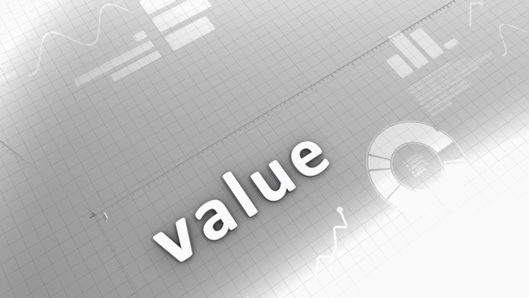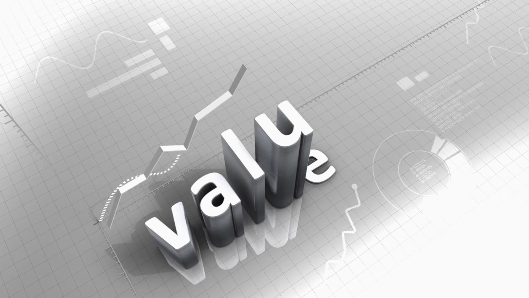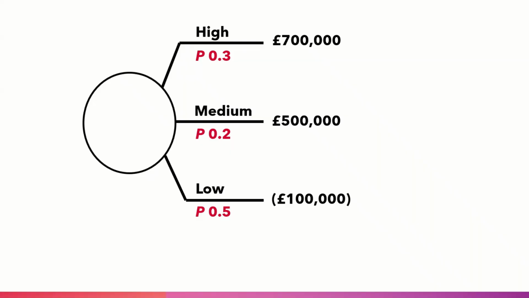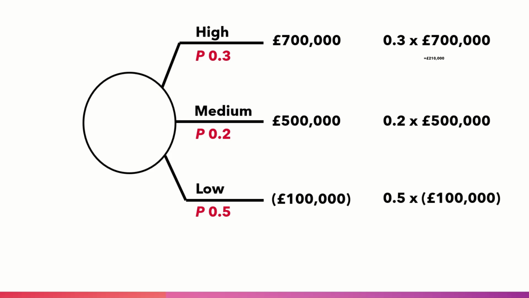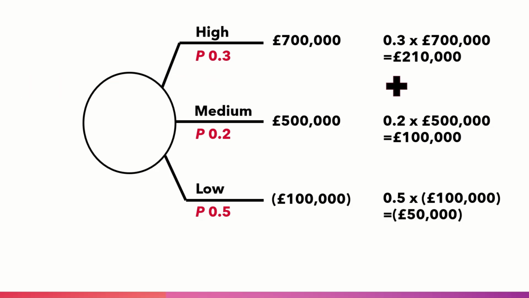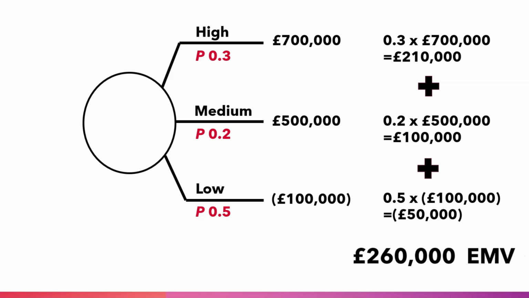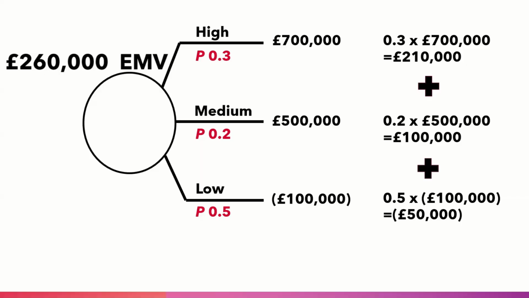Mathematically, anything that is certain has a value of 1, whilst something that won't happen is given a value of 0. Each outcome will also have a financial return, or payoff, which can be positive, a gain, or negative, a loss. The return of each outcome is multiplied by the probability of it occurring. In this example, we can see 0.3 times 700,000, 0.2 times 500,000, and 0.5 times negative 100,000 pounds.